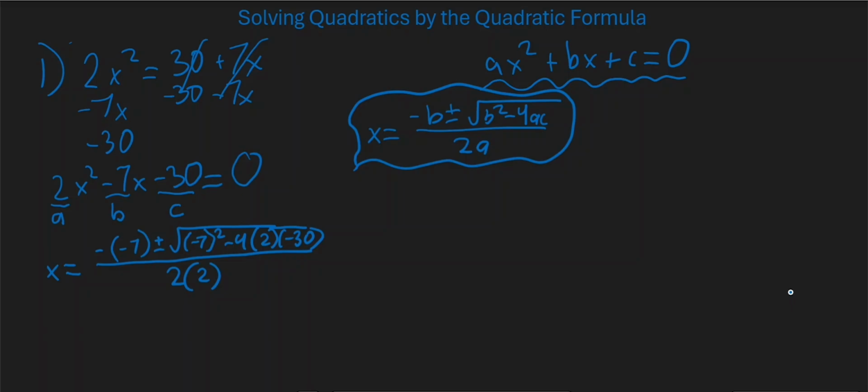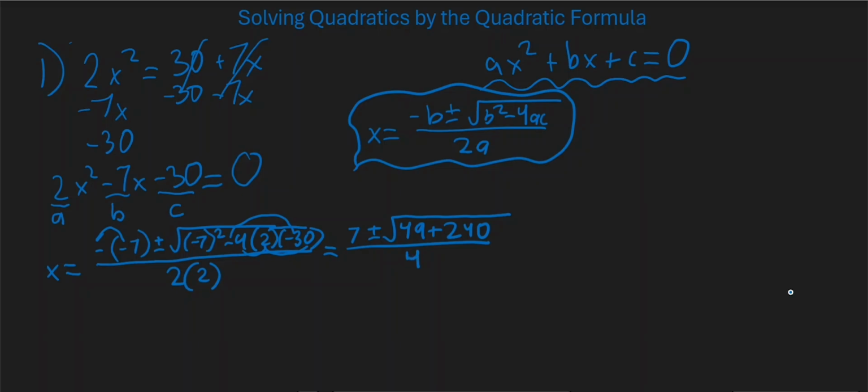All right, and then you would simplify. We have the negative of a negative quantity, which would be a positive 7, plus or minus the square root of negative 7 squared, which would be a positive 49. And then combine your symbols. Negative times negative would be an overall positive symbol. And 4 times 2 is 8. 8 times 30 gives you 240. Then at the bottom we have twice 2, which would be 4.